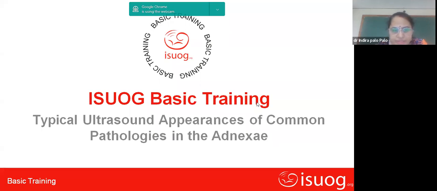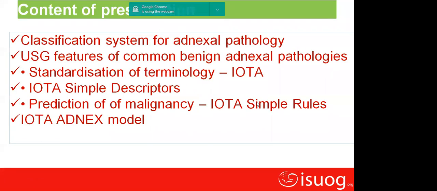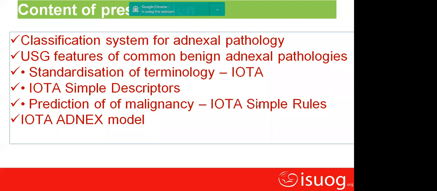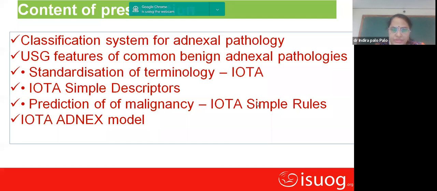Today, my topic is the typical ultrasonogram appearance of common pathologies in the adnexa. The contents of the presentation will be: classification system for adnexal pathology, ultrasonogram features of common benign adnexal pathologies, standardized IOTA simple descriptors, prediction of malignancy by IOTA simple rules, and the IOTA ADNEX model.